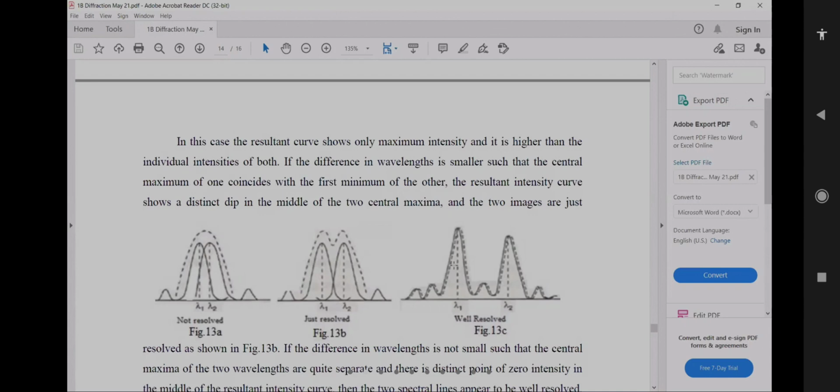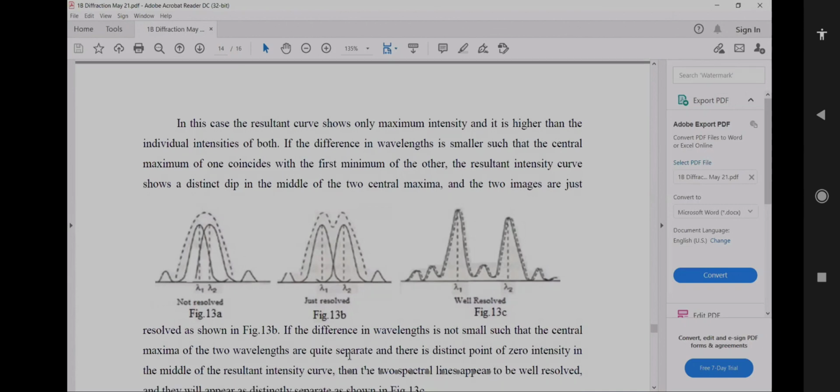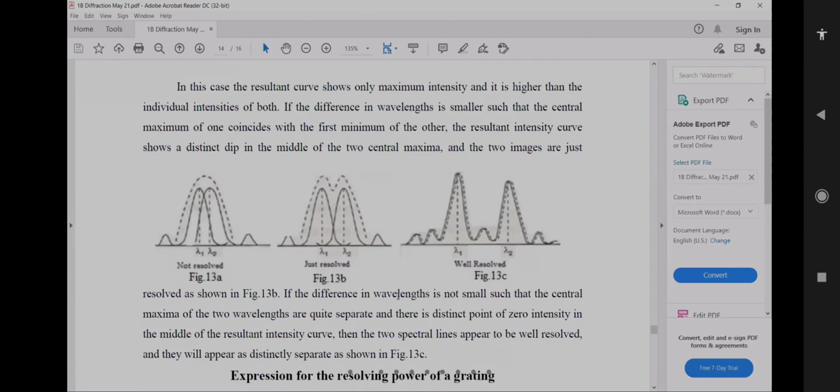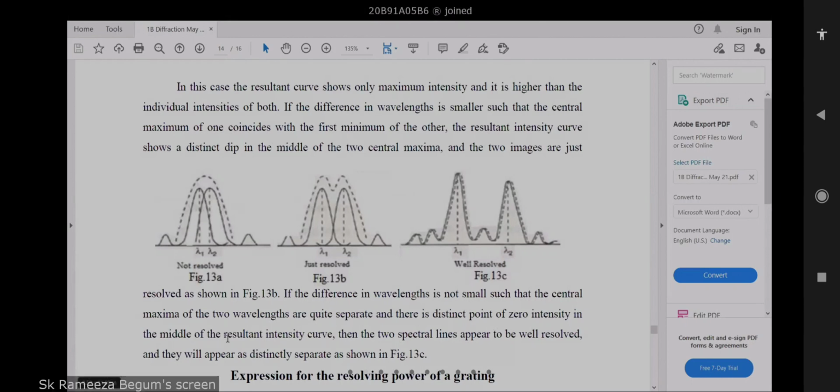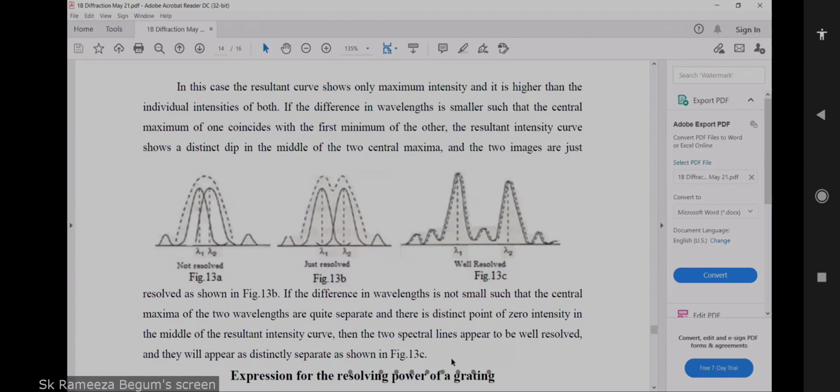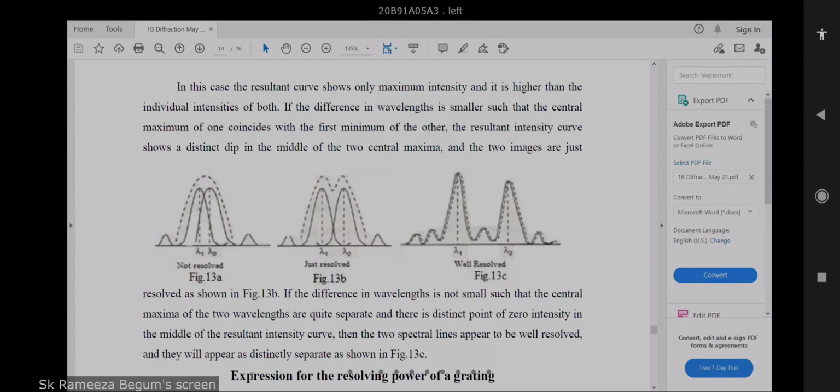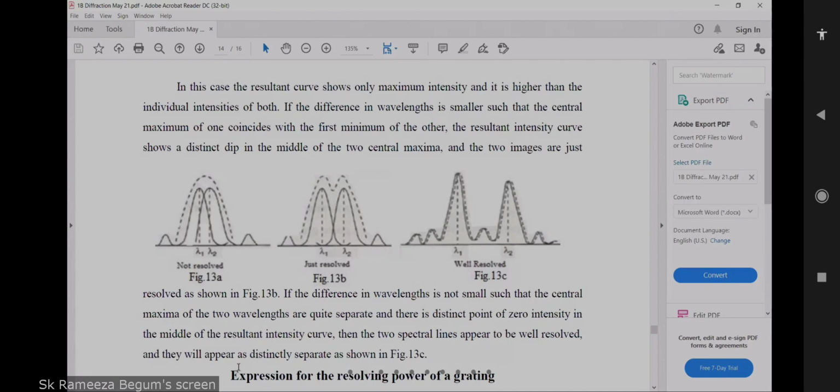So what is the use of the instrument? It means they appear separately, well resolved, as shown here. If the difference in wavelengths is not small, such that the central maxima of the two wavelengths are quite separate and there is a distinct point of zero intensity in the middle of the resultant intensity curve, then the two spectral lines appear to be well resolved and they will appear distinctly separate as shown in the figure.